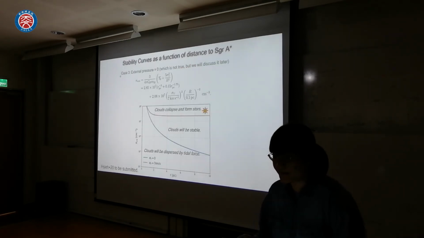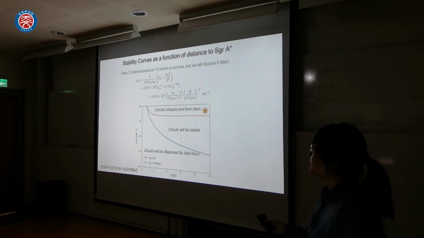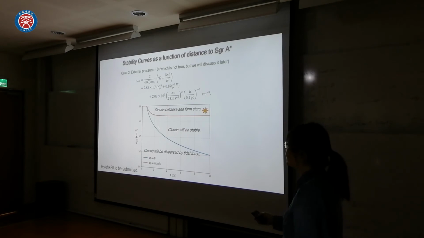Okay, so now we have this equation, and we can draw the line. Then we can overlay our data on this model plot. The blue line here is this equation, but without turbulence. So it is a pure radial density with regard to the tidal force.